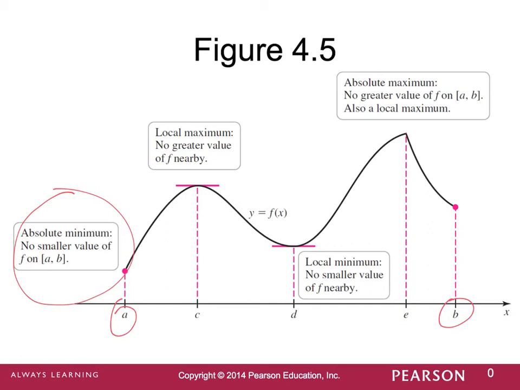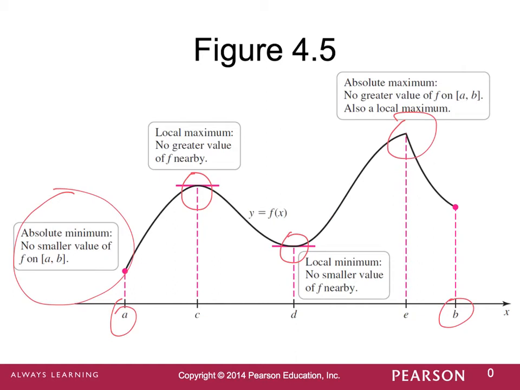And as we go along, we see that the highest high point is defined over here at e because no other value is higher than that high point. However, we do have two other points of concern here. We have this high point at C and a low point at D. We call those local extrema or relative extrema.